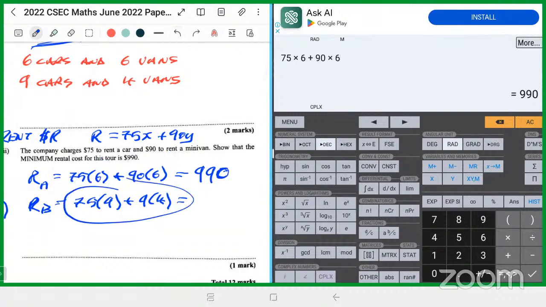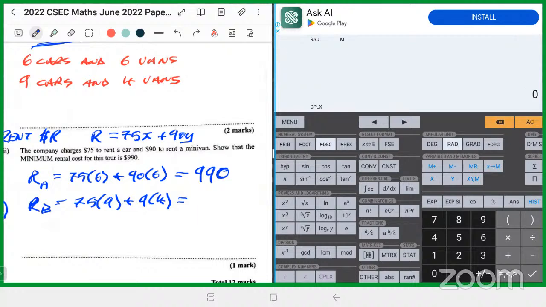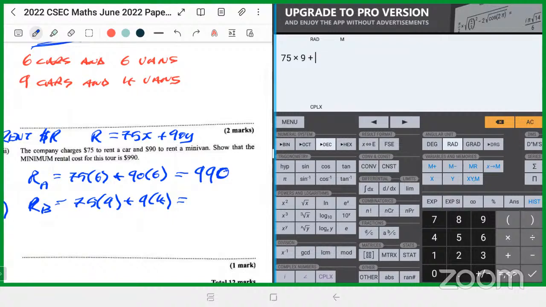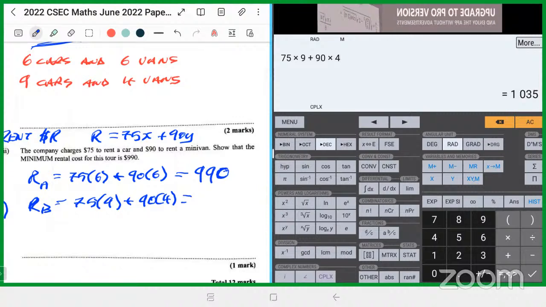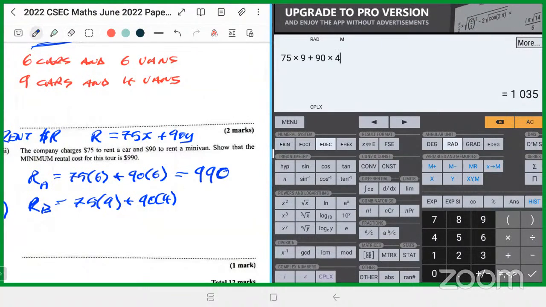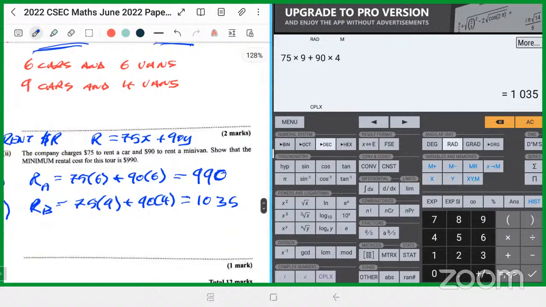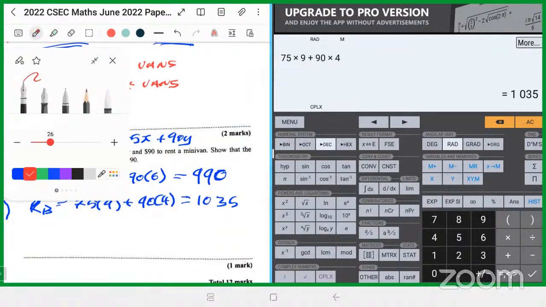Let's look at this one now and see what happens. That one will be 75 times 9 plus 90 times 4. See, you're spending more money to carry the same 60 people if you use 9 cars and 4 vans. This is 1035. So there you go, this one is the minimum.